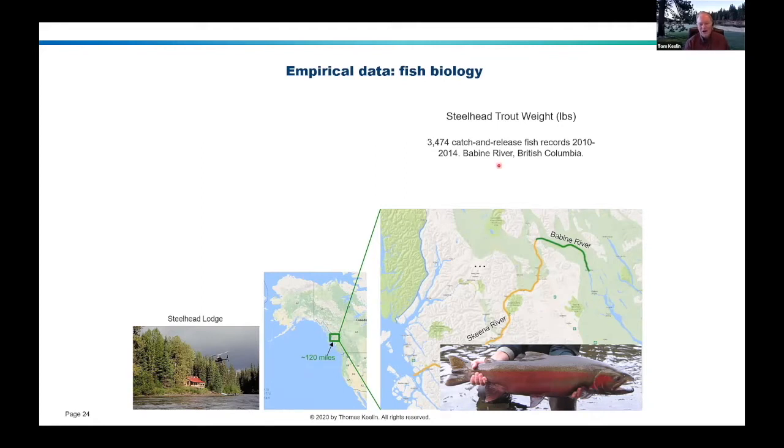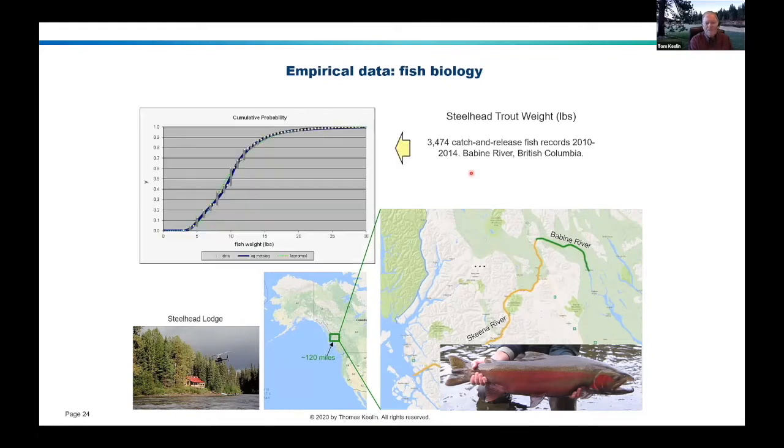This particular lodge keeps track of every fish that's caught and released by every angler and has done so since the 1980s. And every night at dinner, we write down every angler, every fish, whether it was male or female, how big it is, and so forth. We wrote down how big these various fish were, based on 5 years of data from 2010 through 2014. That's 3,474 steelhead that were caught and released at this particular lodge.